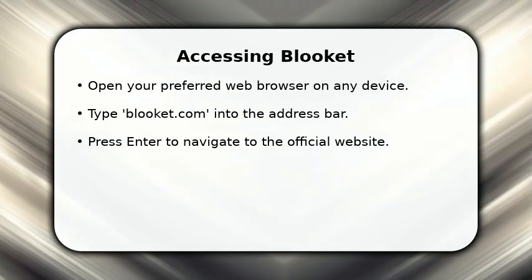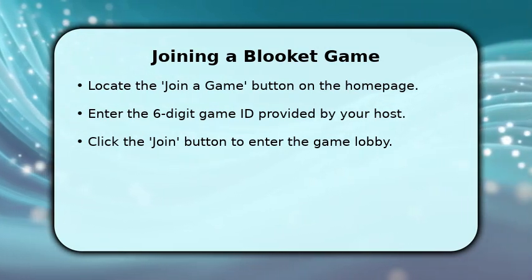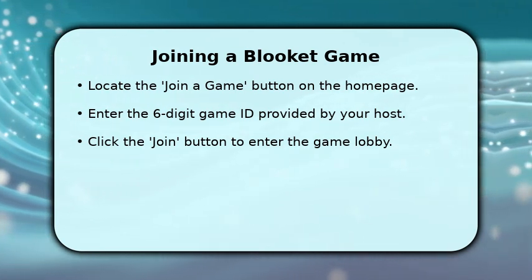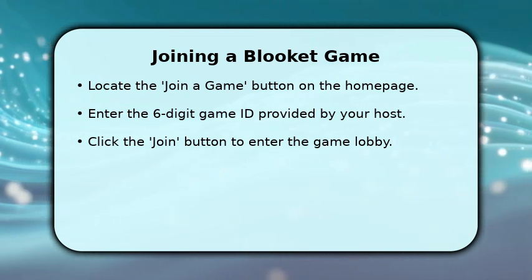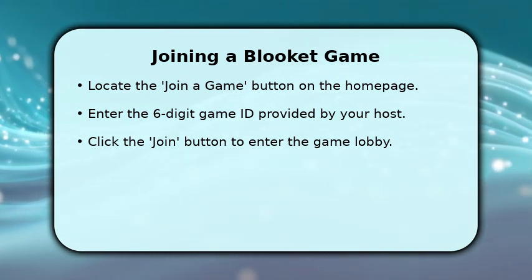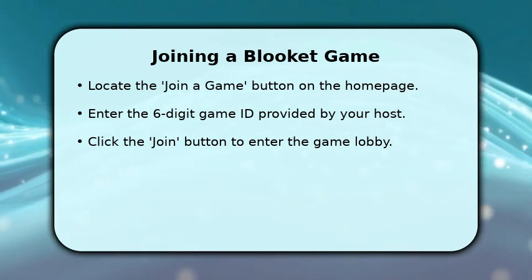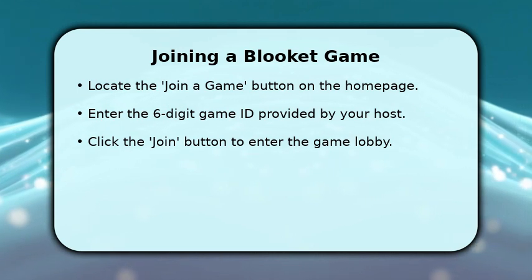It's a straightforward process. Once you're on the Blooket homepage, you'll see an option to join a game. This is where you'll enter the unique game ID. Your teacher or host will provide this 6-digit code. Type the numbers carefully into the designated field. After entering the correct ID, simply click the Join button. This will take you directly into the game lobby, ready to select your Blook and start playing.